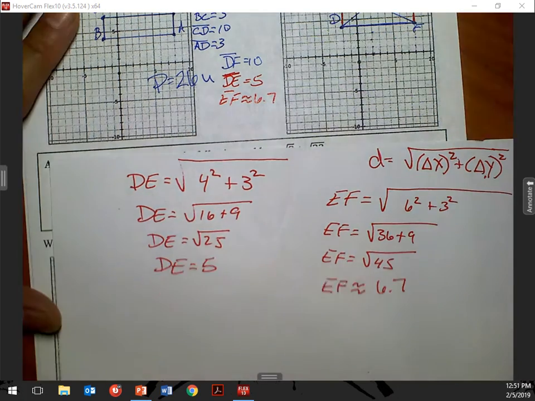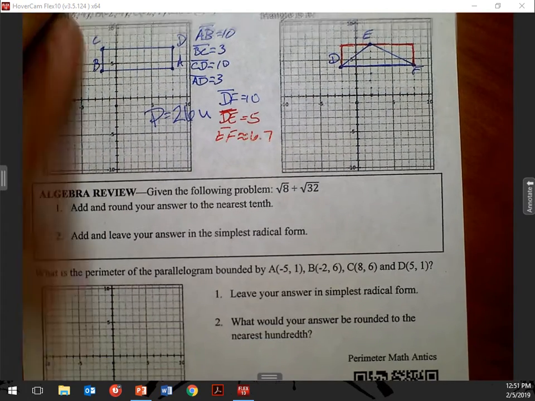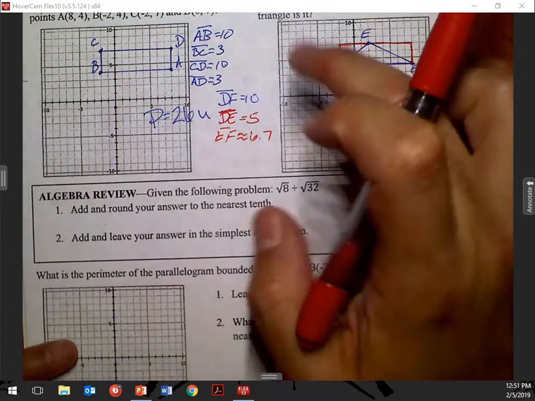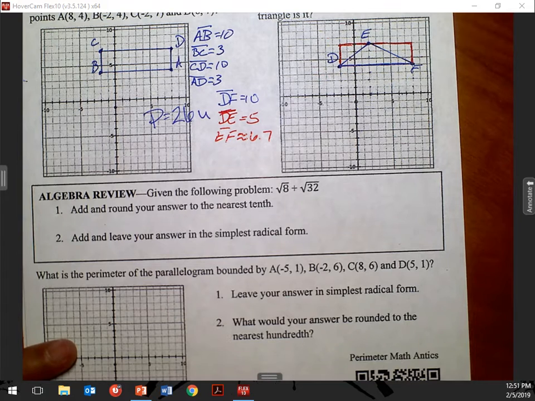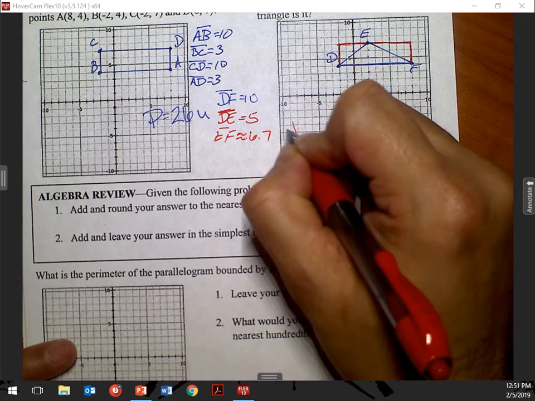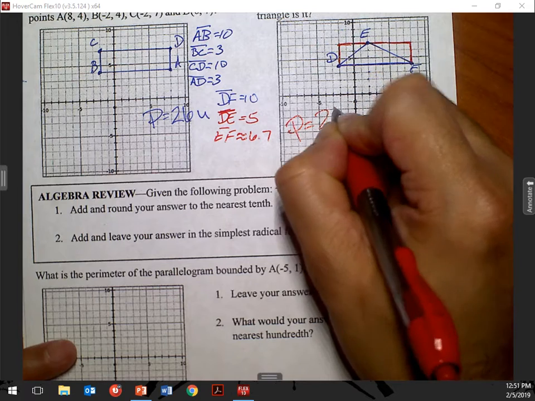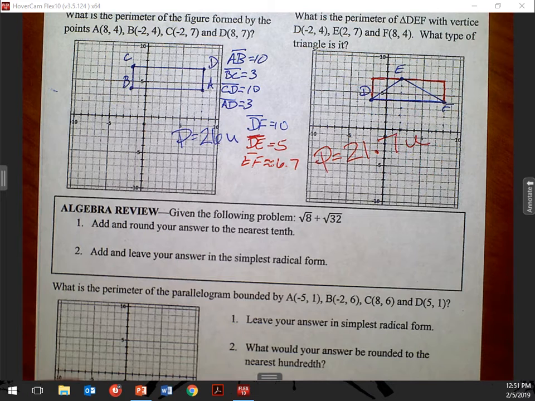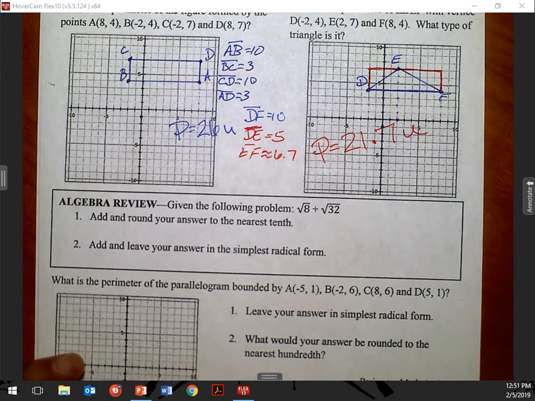So, to find the perimeter of this, what do I do now? Add them all up, right? 5 plus 10 plus 6.7 is going to be, so my perimeter P is going to be 21.7 units. Isn't it unit squared? No, because units are just linear. Unit squared is area.